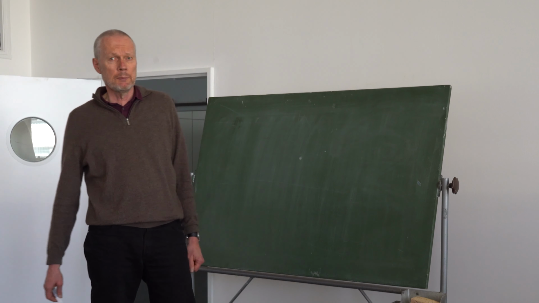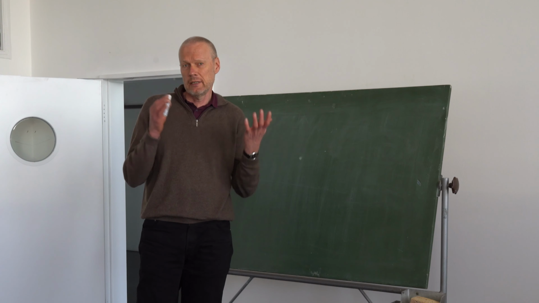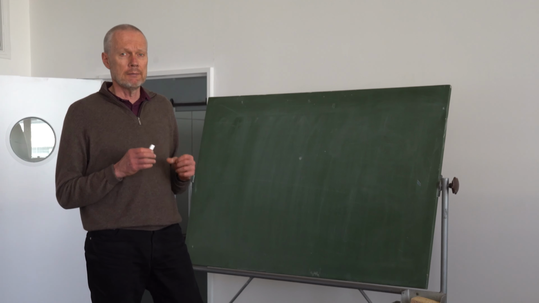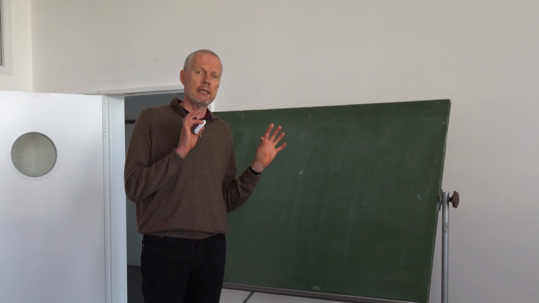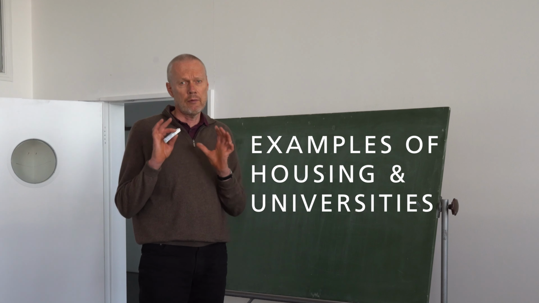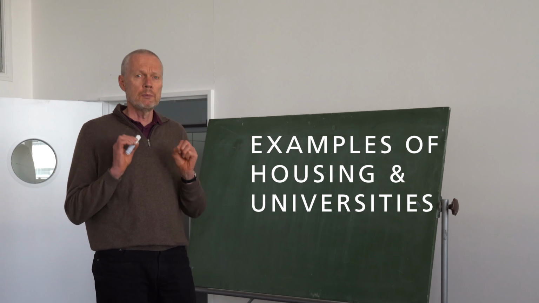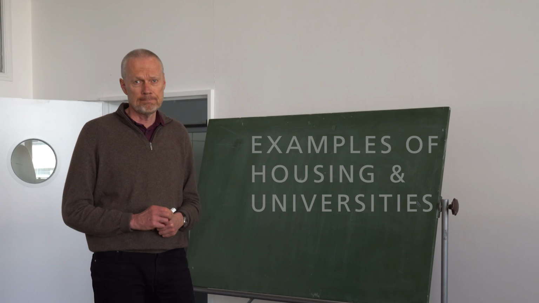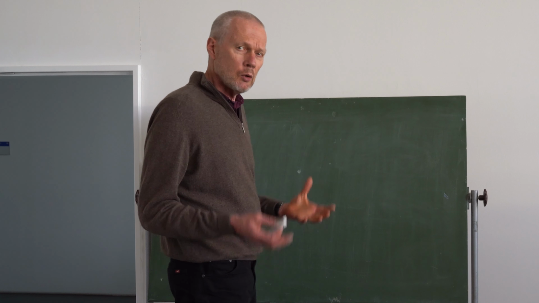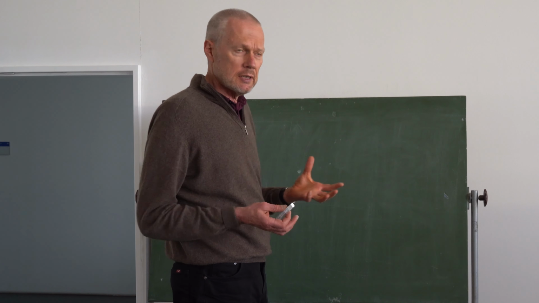Today's subject will be HIC, History of Industrialization and Construction, and in particular 6 examples. 3 of these examples will be housing, and 3 of these examples will be university buildings. So basically, we have 3 types of systems.